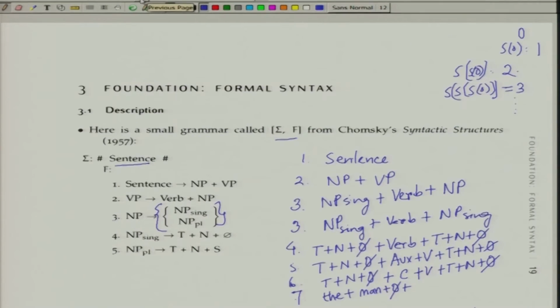We get back. So I choose now, because this is singular, this is NP sing, because this is the context, the context is singular, this becomes S. Once again, look at the rule.